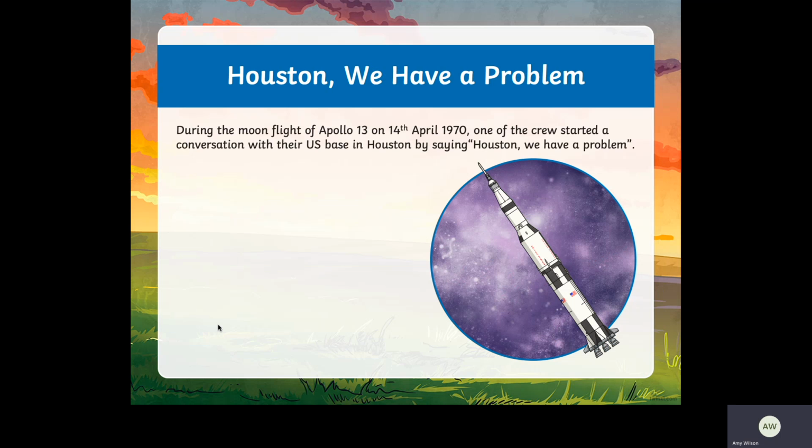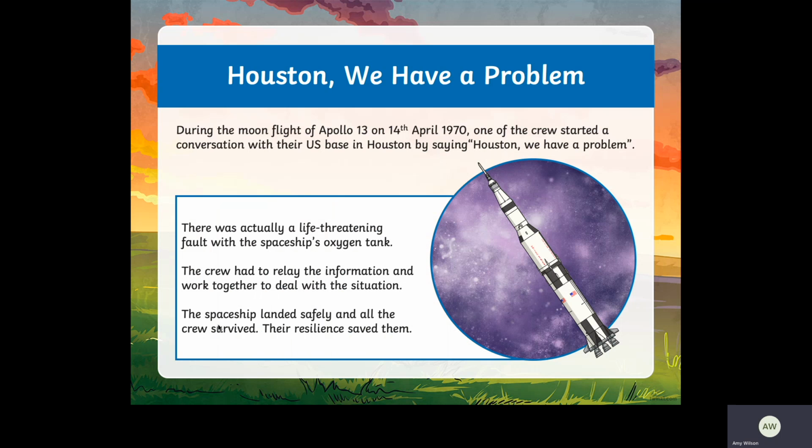So, during the moon flight of Apollo 13 on the 14th of April in 1970, one of the crew started a conversation with their US base in Houston by saying, "Houston, we have a problem." There was actually a life-threatening fault with the spaceship's oxygen tank, and the crew had to relay the information and work together to deal with the situation. They were resilient. The spaceship landed safely and all the crew survived.